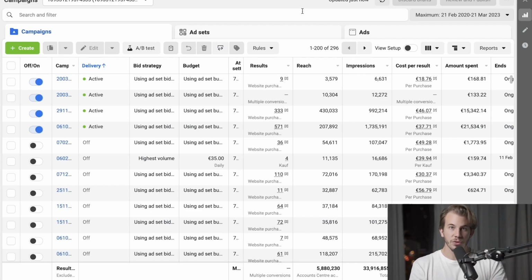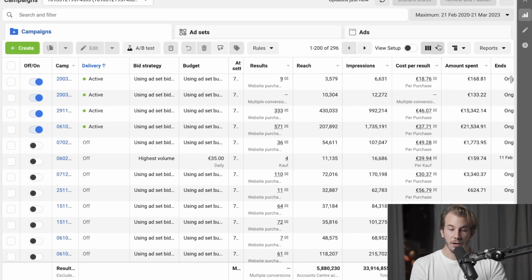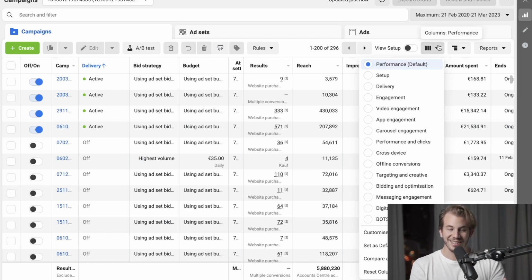And most marketers, especially most amateur marketers, operate this ads manager from the default setting here, which is named performance. This is the columns button here, where you set your KPIs. This first video is mainly going to be about how I set this ads manager in a way that suits me and my playing style.